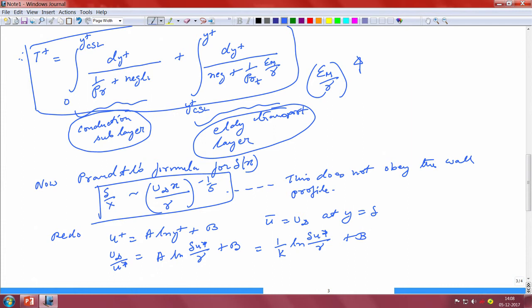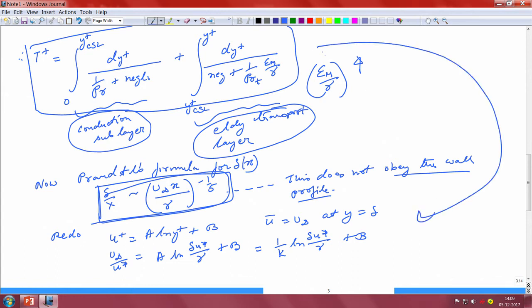But in order to find out what will be the velocity profile, we could have used Prandtl's form, but the problem here is that Prandtl's form does not obey the wall profile. So, you cannot take a temperature profile which obeys the law of the wall and a velocity profile which does not obey the law of the wall. So, what we have done in essence is that we have taken the temperature profile, we have taken the velocity profile, and we have extended it to the outermost edge of the boundary layer to be consistent with this particular formulation, right.